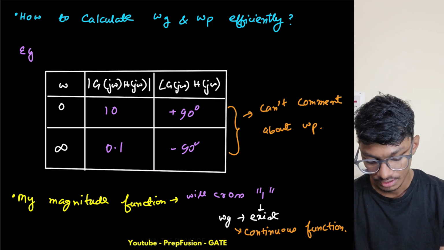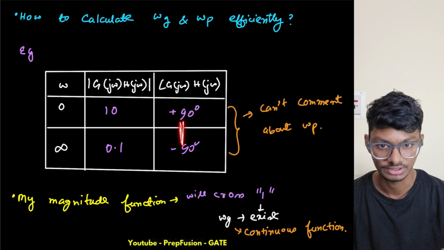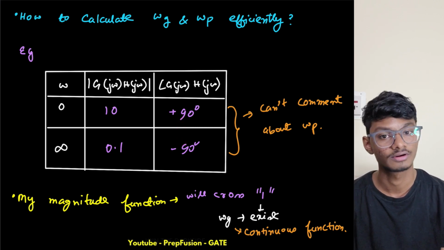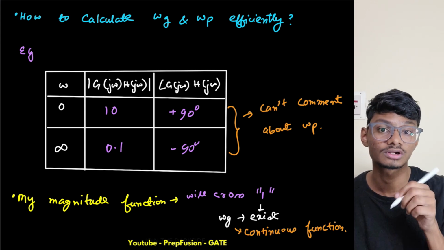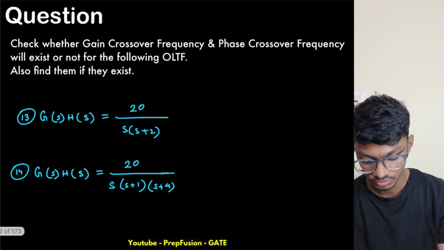In between these points, obviously it will cover all the points. Between plus 90 to minus 90 it will cover all the points, but it may so happen that it also covers the minus 180 point, which I can't find from here. For that, obviously you follow the procedure.